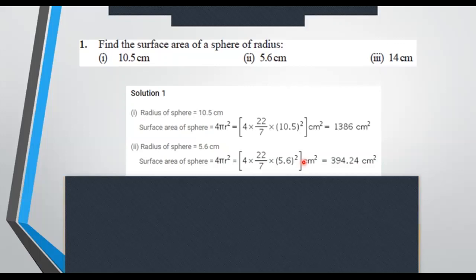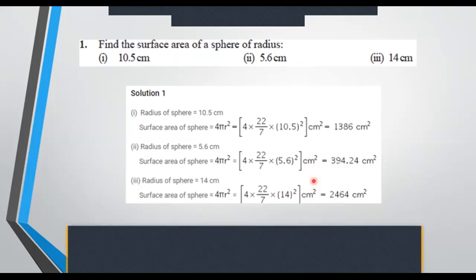What is the answer for the third part? 942 centimeter square. So it's 14 into 14. Yeah, so it is 2464, not 942. 2464. Do the calculation properly. Yeah, 2464. Okay. I saw the wrong answer, ma'am. The third one is 942. Yeah, 394.24. Yes, yes.